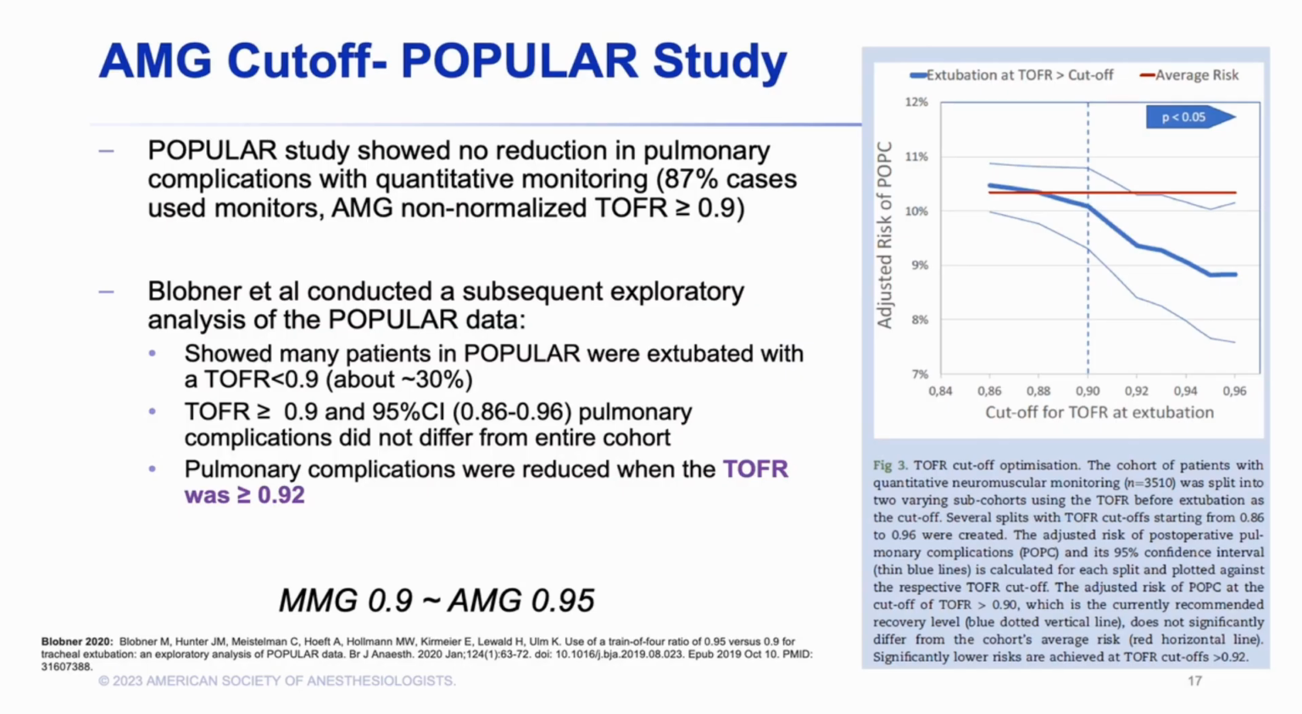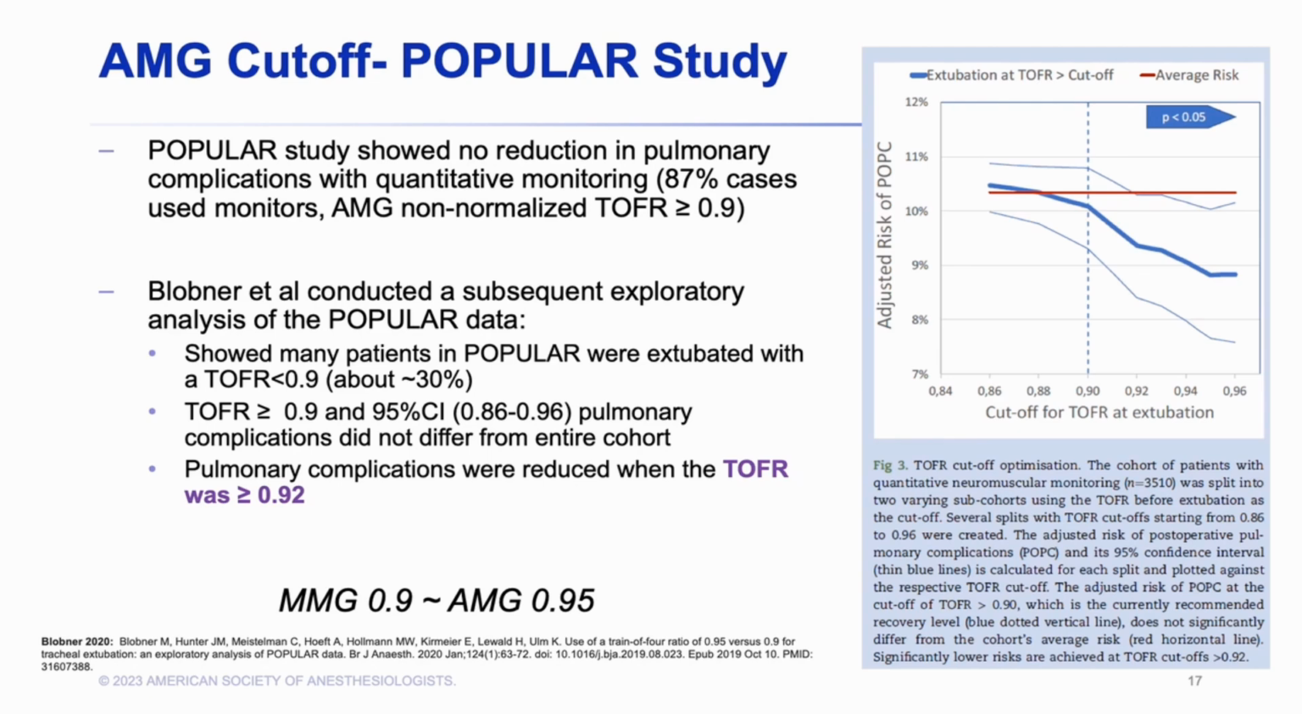But then when they looked at pulmonary complications, they have that graph to the right there with the confidence interval. So the big blue line is the post-op pulmonary complications. The small blue lines are the confidence intervals, and that red line is indicating to you that at a transfer ratio of 0.92 is when pulmonary complications were actually reduced in the POPULAR study cohort. So maybe that was the problem. So another indication that perhaps raw values of AMG should be elevated above 0.90.